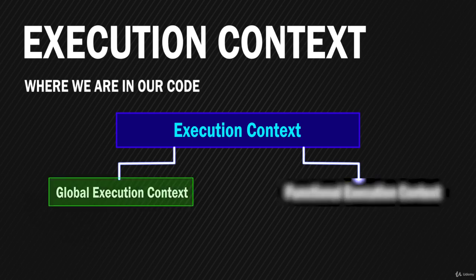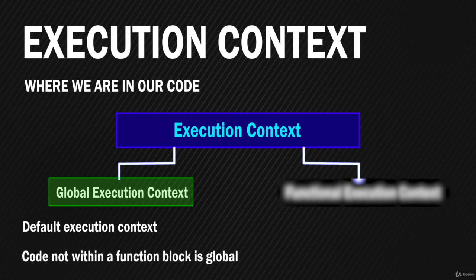Well, let's start somewhere. Let's start with the global execution context. The first point to note with this is that this is the default or base execution context. When you go and create a JavaScript file and you just open it up, boom, that's the global execution context created. Cool, right? And it makes sense. And what else is in the global execution context when you start writing JavaScript? Any code not within a function is global.